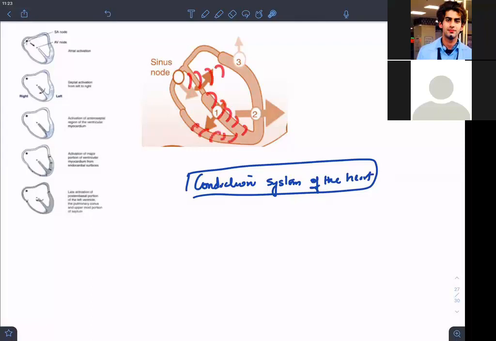spread to the entire heart. And the system which will be helping in this conduction process will be the conduction system. As we have read already, the dromotropic effects, the chronotropic effects, the inotropic effects, isn't it? Basically, this SA node, which is present at the junction of the superior vena cava and the right atrium, the impulse will start traveling to the muscle fibers of the atria from the SA node.